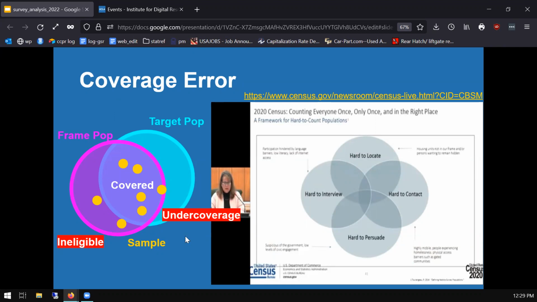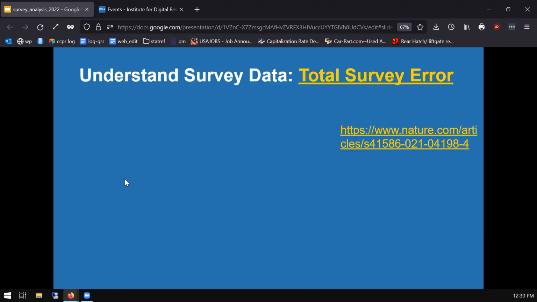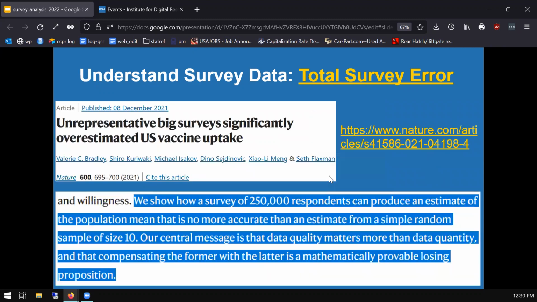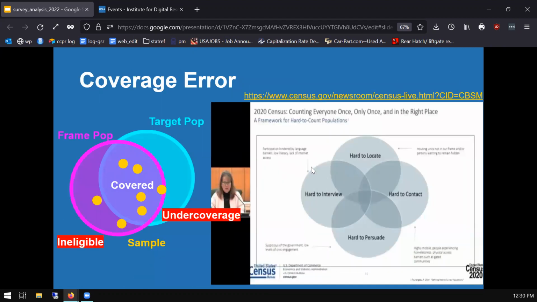The yellow dots is your actual sample. You might have 1, 2, 3, 4, 5, 6, 7. You select 7 people out of the entire population. So that covers these 3 steps in this total survey error flow chart. I'll pause there if there are any questions.